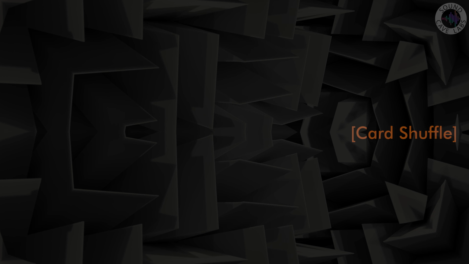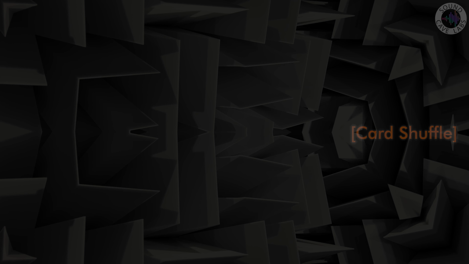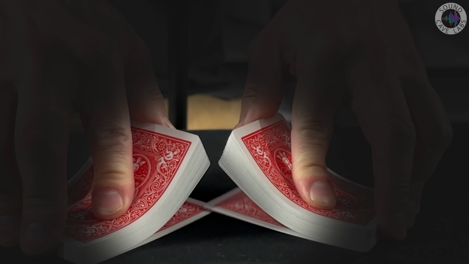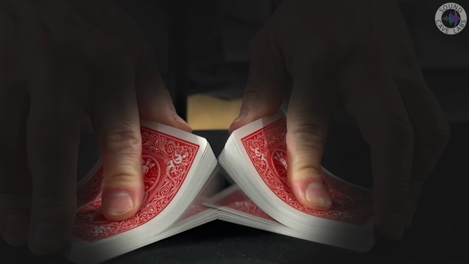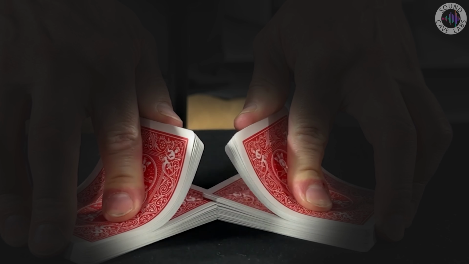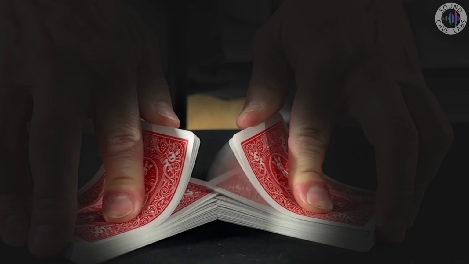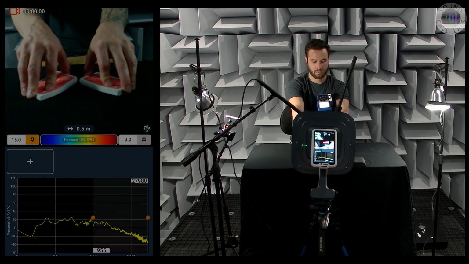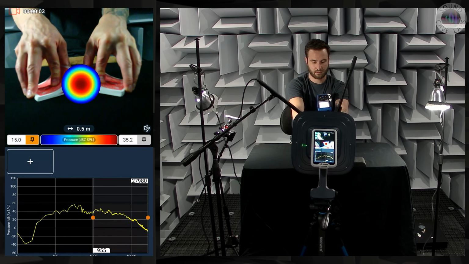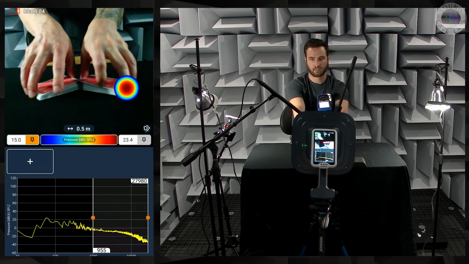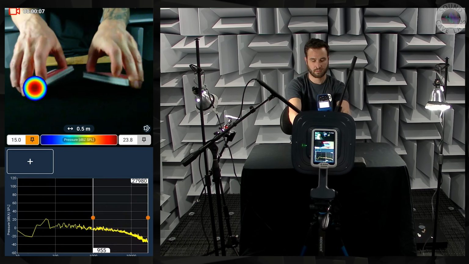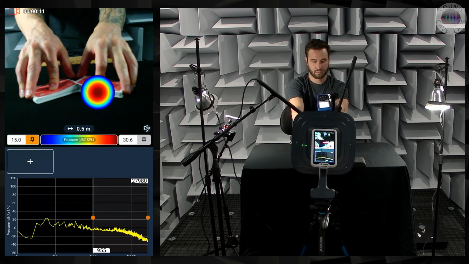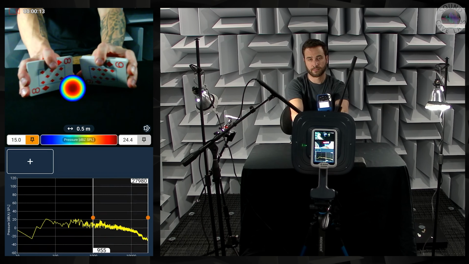Let's explore the sound of a deck of cards being shuffled. On the left-hand side, we see our sound cam footage. Notice the bright red spot at the center where the cards meet. Below that, in real time, we see the spectra.